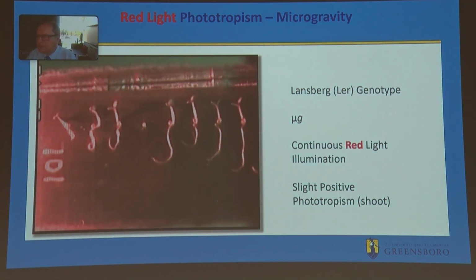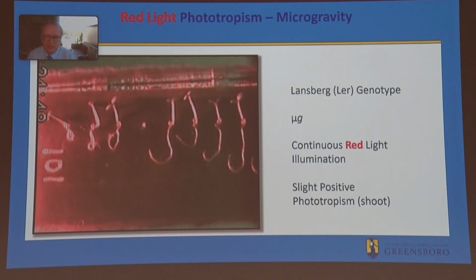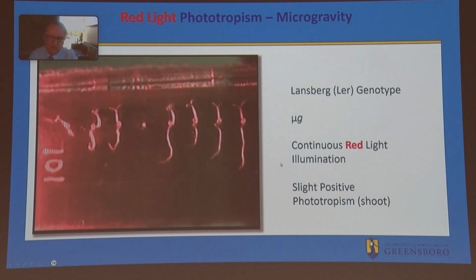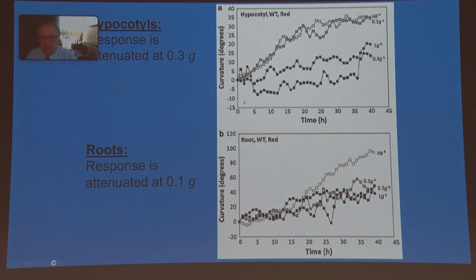It looks like people, we had digital stills and we put them together, and you can see how both the roots and the stems are bending toward red light. The other thing you kind of see is something that Darwin talked about, this circumnutation. And circumnutation is pretty much independent of gravity. It occurs at 1G and in microgravity. It's an intrinsic, endogenous property of plants. And the tropism is built on top of the circumnutation.